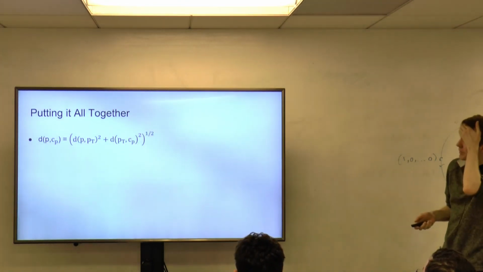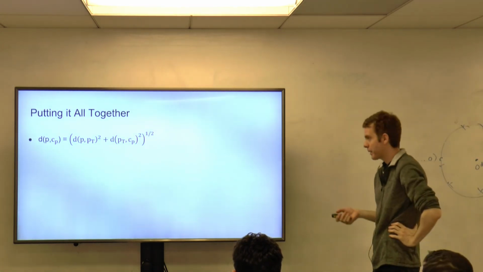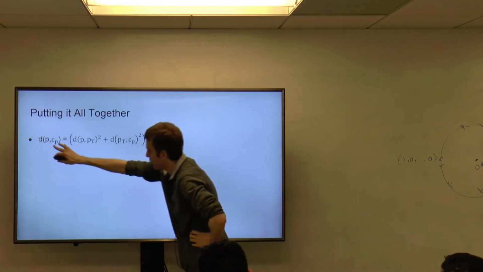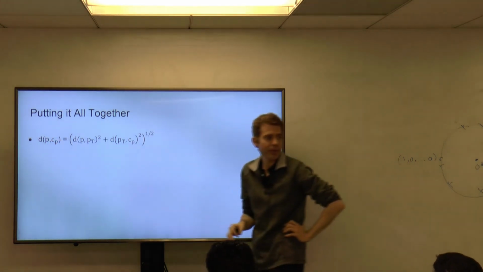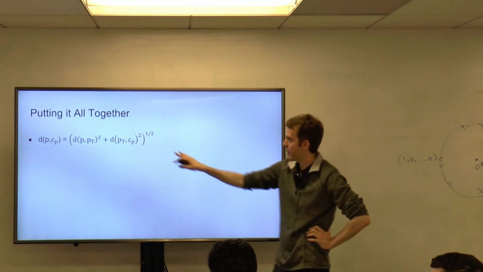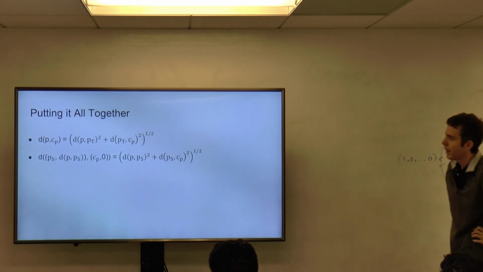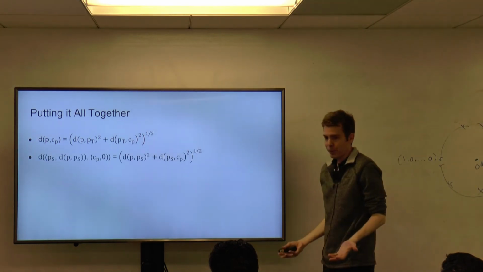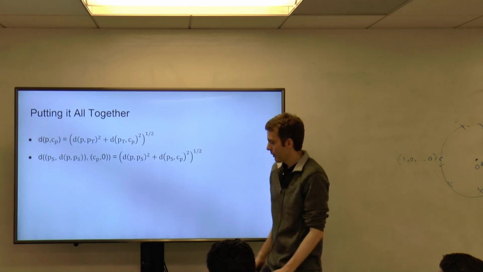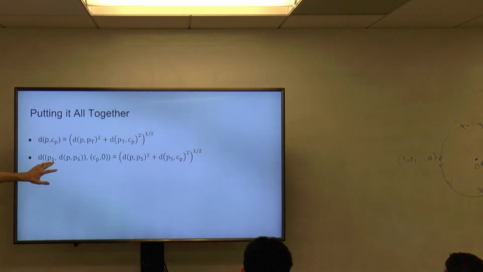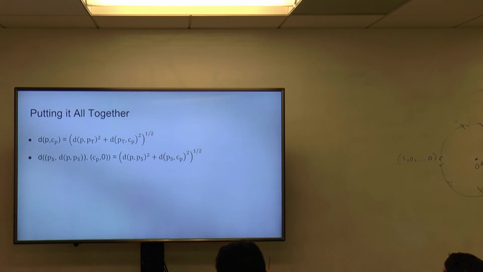And let's just put it all together. So here's the actual distance of a point P to its nearest center. It's just, by the Pythagorean theorem, this quantity. And here's what I can compute with my coreset. Remember, in the coreset I output the point P projected onto S, and I also output this encoding of the distance of that point to the subspace that I found.